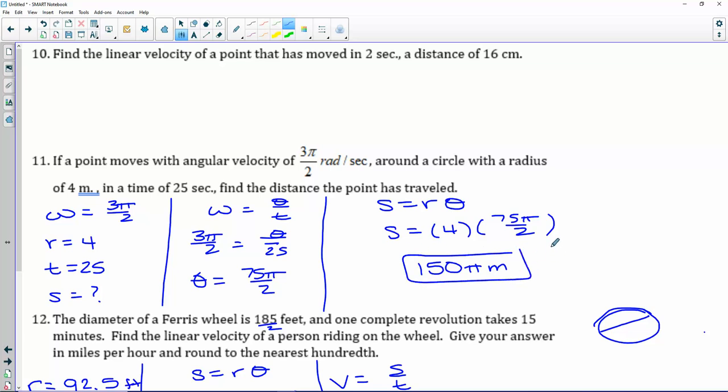Yes? We put that as a decimal. Sure. Yeah, any of these, as long as the decimal's equivalent, I don't care if you leave it in terms of pi or go ahead and work it out. Number one.